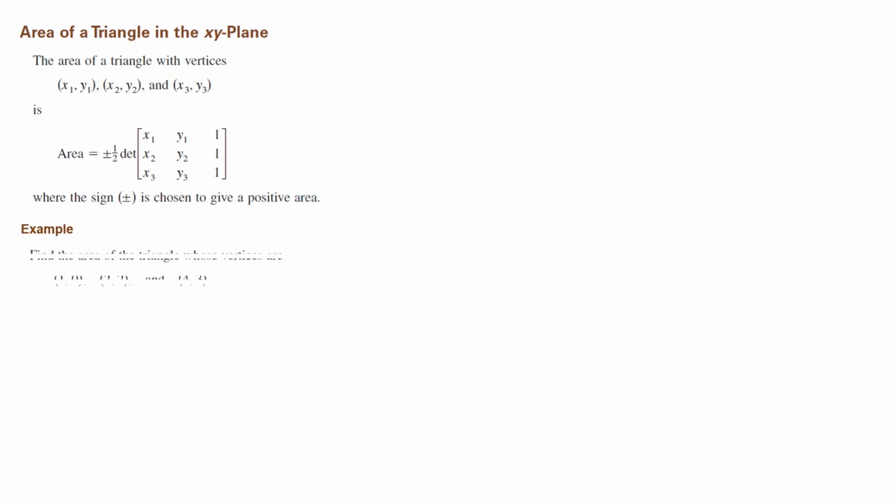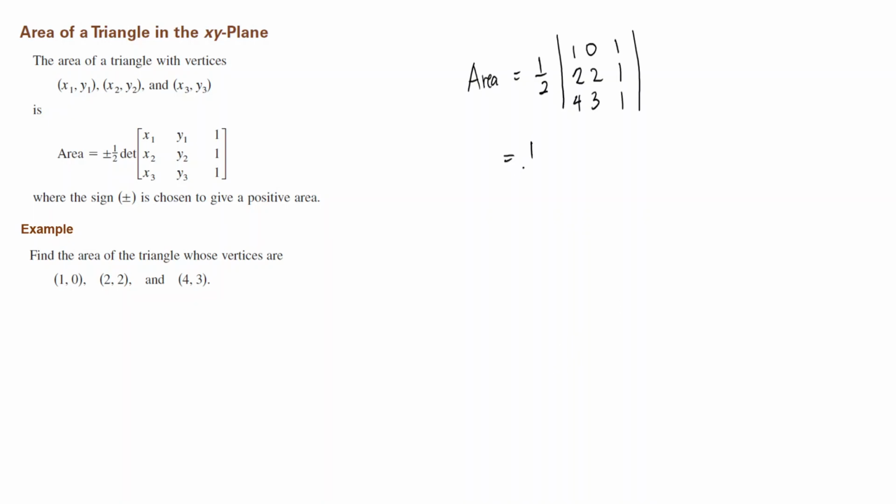So for example, we have here, find the area of the triangle whose vertices are 1, 0, 2, 2, and 4, 3. So area is equal to 1/2 times the determinant of, we have here the vertices. We add 1 here, first vertex, 2, 2, then 1, and then we have 4, 3, 1. Next, we can do the expansion here in this row. So we will have 1 times negative 1, 1 plus 1.